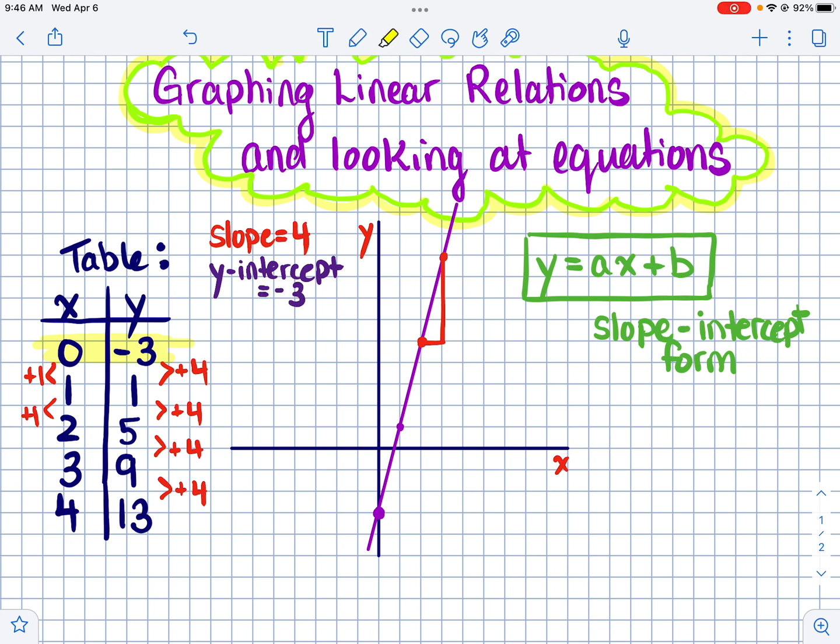We can also tell, so this is the y-axis right here that I'm highlighting. We can see right from the y-axis that the line crosses the y-axis right at -3. And that's the value when x is 0. So that's an important feature of our graph.